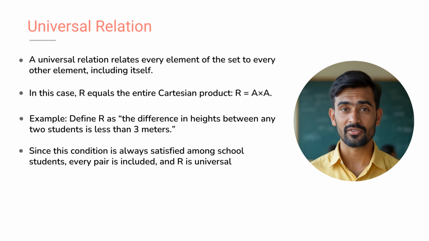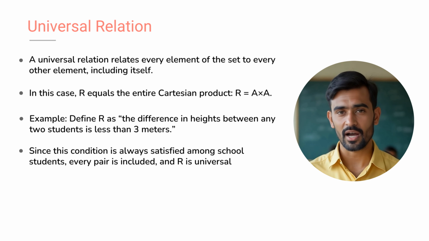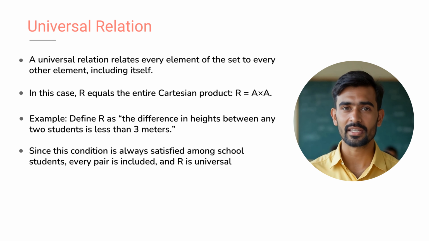Now, the opposite of the empty relation is the universal relation. In this case, every element is related to every other element, including itself. So the relation R is equal to the entire Cartesian product A multiply A. For example, if R is defined as the difference between heights of two students is less than 3 meters, this will always be true. So, R equals A multiply A. This makes it a universal relation.